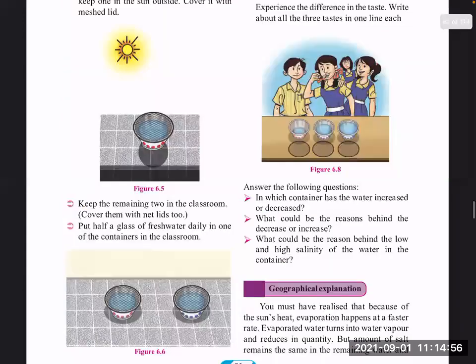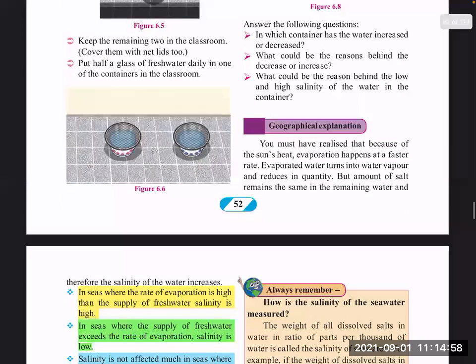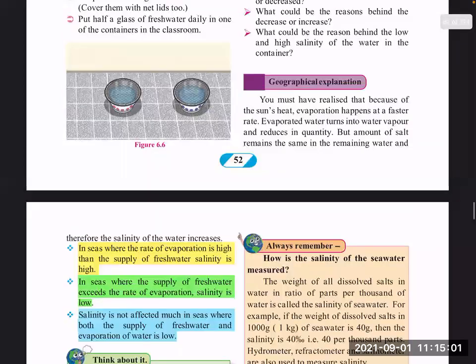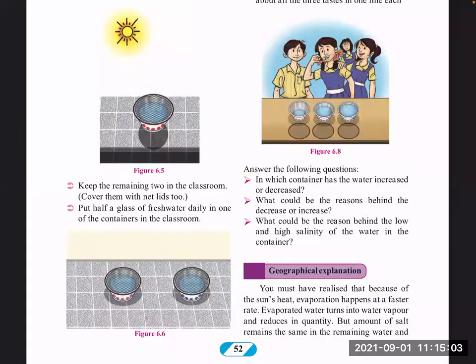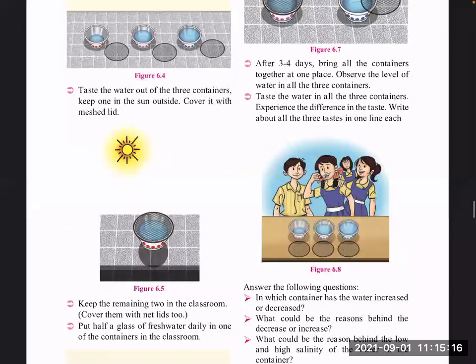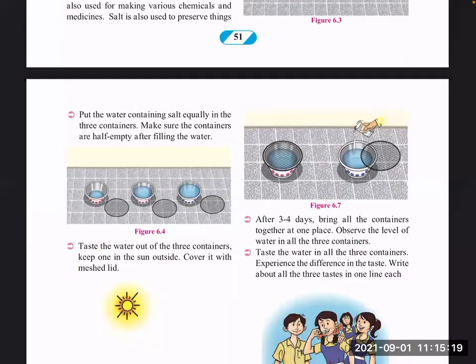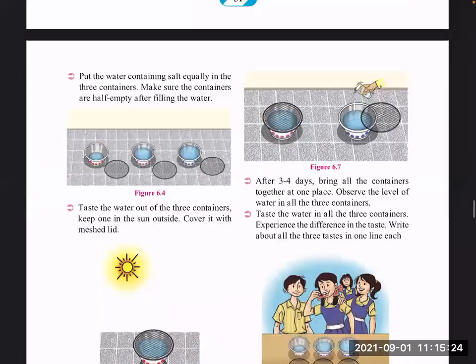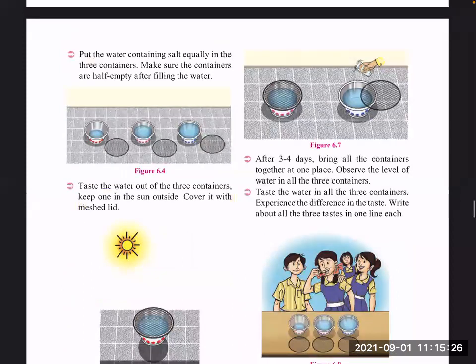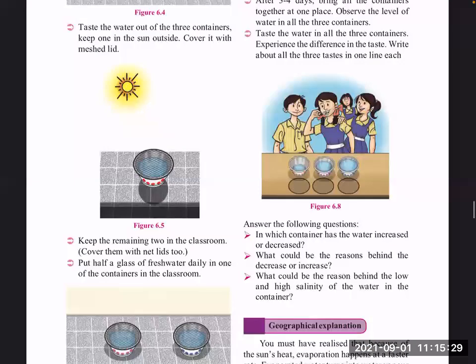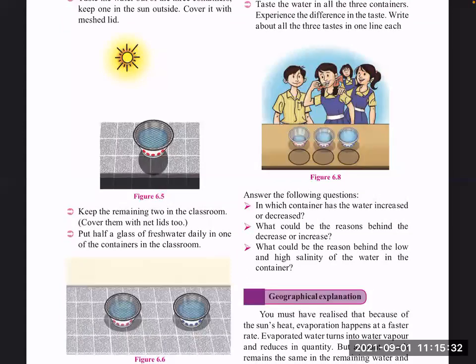So this is a very small experiment. We have to keep 3 bowls of water, all with the same quantity of water. Put the water containing salt equally in the 3 containers. Make sure the containers are half empty after filling the water. Taste the water from the 3 containers. Keep one in the sun outside and cover it with a mesh lid. And at the same time, keep the remaining 2 bowls in the classroom.